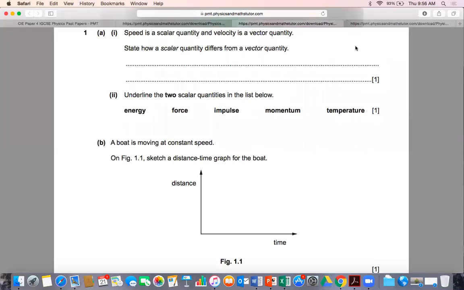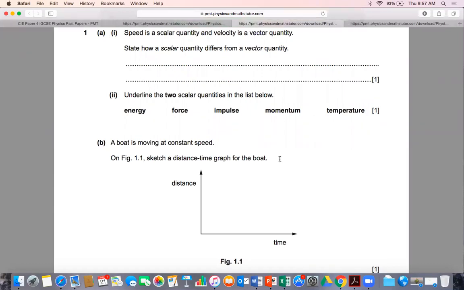Okay, let's continue. So let's discuss. Speed is a scalar quantity and velocity is a vector quantity. How is a scalar quantity different from a vector quantity? Vector quantity has magnitude and direction, while scalar quantity has magnitude and no direction. Correct? Okay.